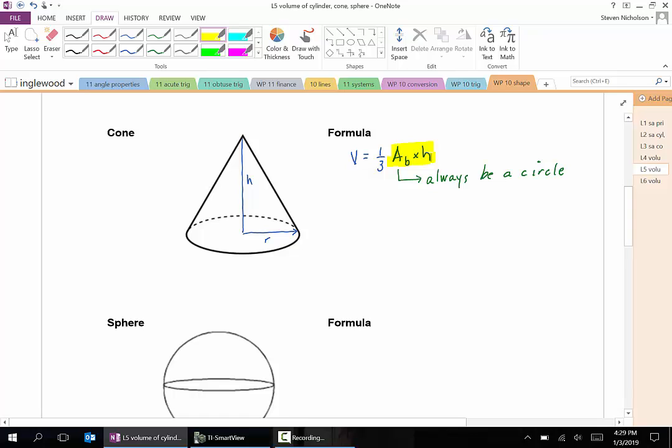And again, I didn't put a link to a YouTube video, but if you want to see this really nice 1-to-3 relationship, just go to YouTube and put volume of a cone in the search, and you'll see water being filled up from a cone, and it takes 3 cones to fill up 1 cylinder, given that the cylinder and the cone have the same radius and the same height. So again, seen as the area of the base is always a circle, there's our pi r squared, and there's our h.